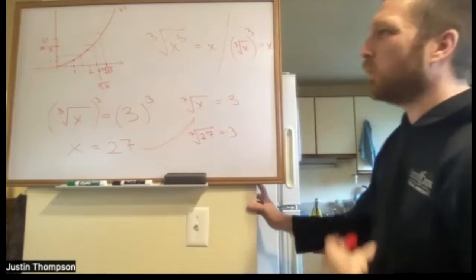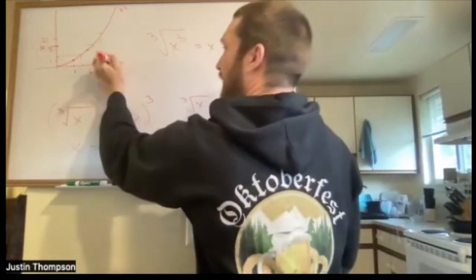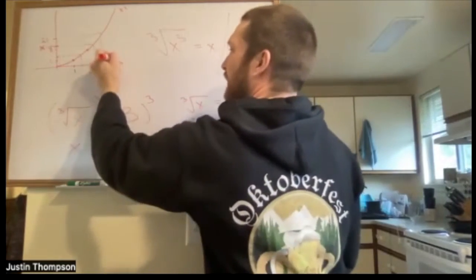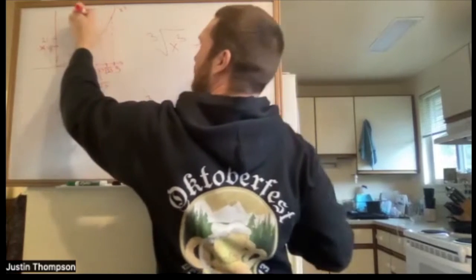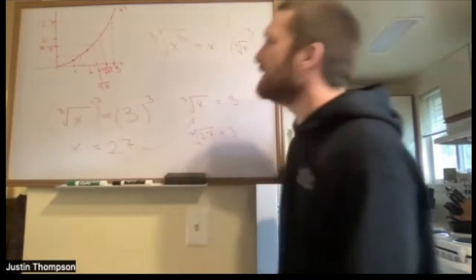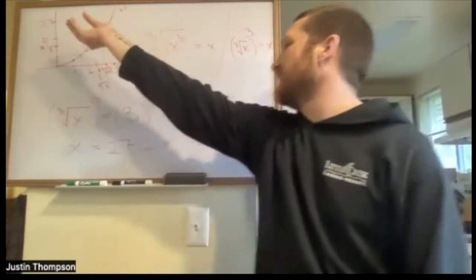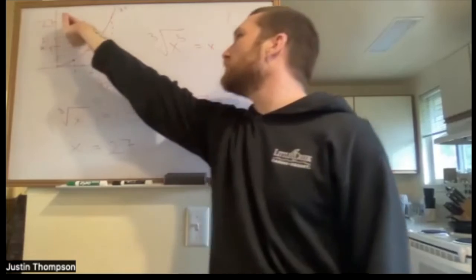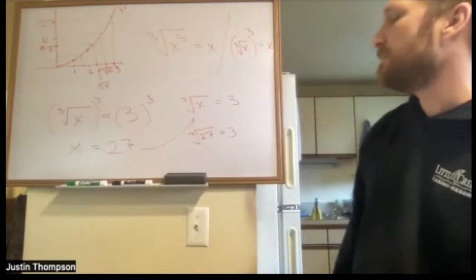What does that even mean? Well, let's just think about it. If I take a 3 and I plug it in, I would go 3 times 3 times 3 is 27. And then if I take the cube root of 27, of course, it brings me back to 3.